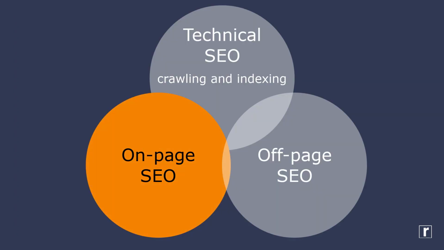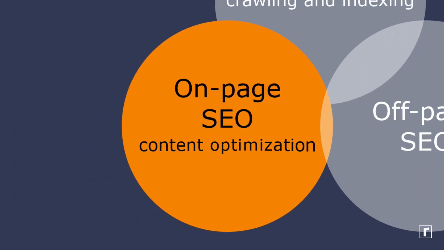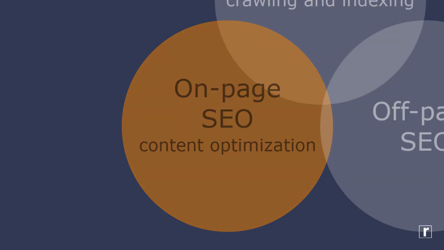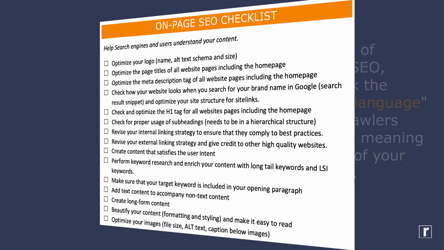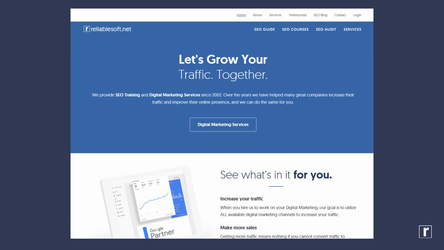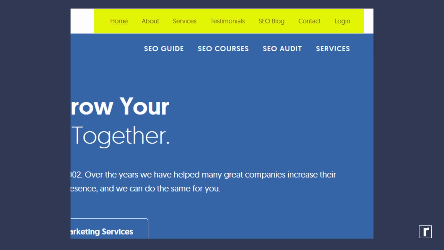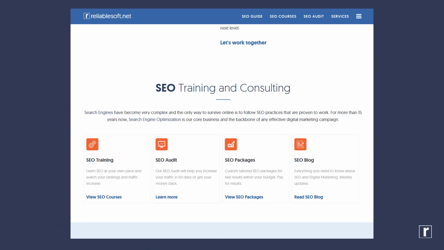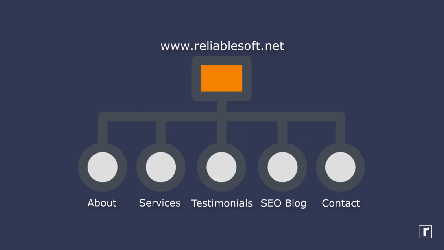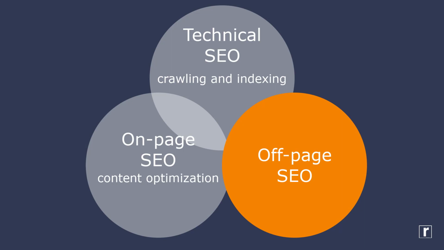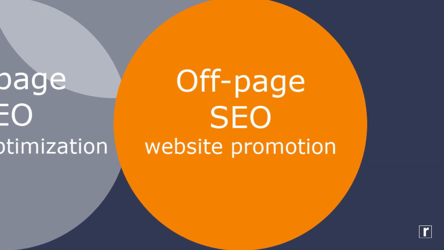On-page SEO is the process of optimizing the content of a website. The goal of on-page SEO is to speak the search engine language and help crawlers understand the meaning and context of your pages. This is the part where you optimize your headings, titles, keywords and website structure.